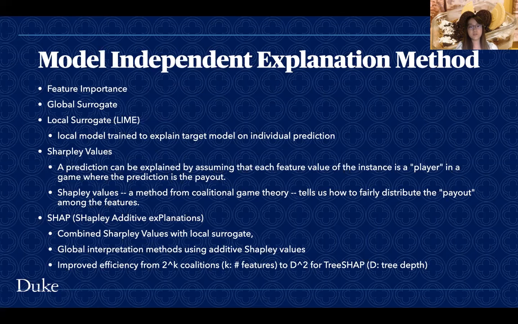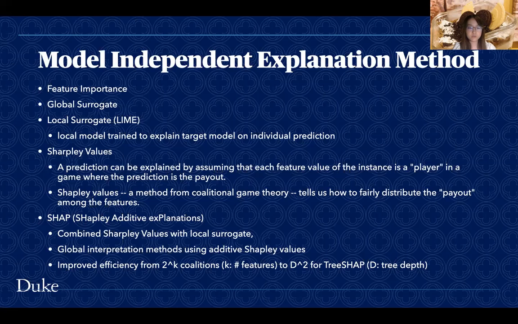There is feature importance, global surrogate, local surrogate. Local surrogate refers to training a local model to explain the target model on an individual prediction. And we also have Shapley values, which is the focus of my project here. It refers to a prediction being explained by assuming that each feature value of the instance is a player in a game, where the prediction is the payout. The Shapley values can tell us how to fairly distribute the payout among the features. So this distribution can tell us how much each feature contributes to the payout, so that can be viewed as the feature importance.